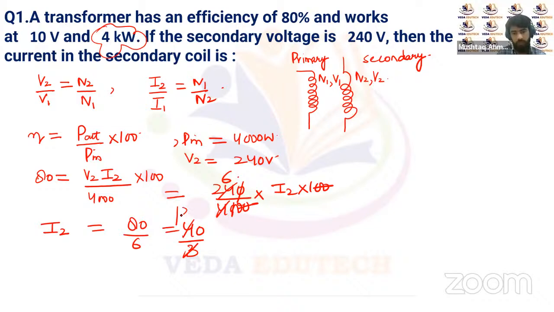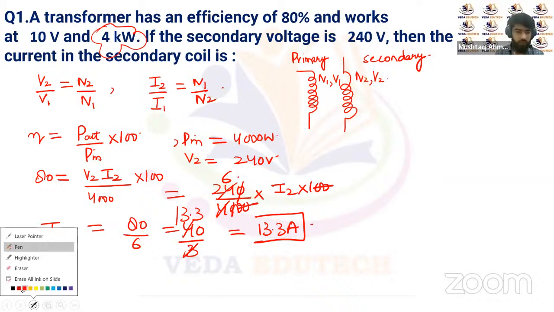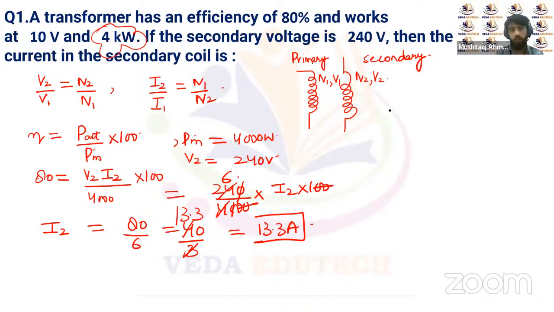It will be 30.3, right? So it means that 13.3 amperes will be the current flowing through the secondary coil. So these two equations are very important. Three equations that I will be mentioning here with respect to the transformer are very important, right?